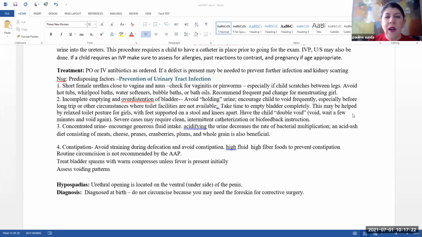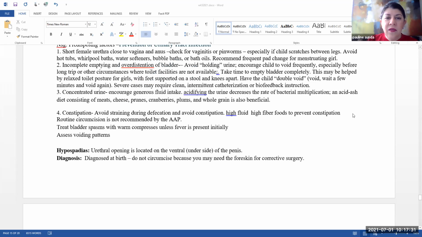Severe cases may require clean intermittent catheterization or biofeedback instruction. The next issue is concentrated urine. Here, to fix that, we want to encourage generous fluid intake.